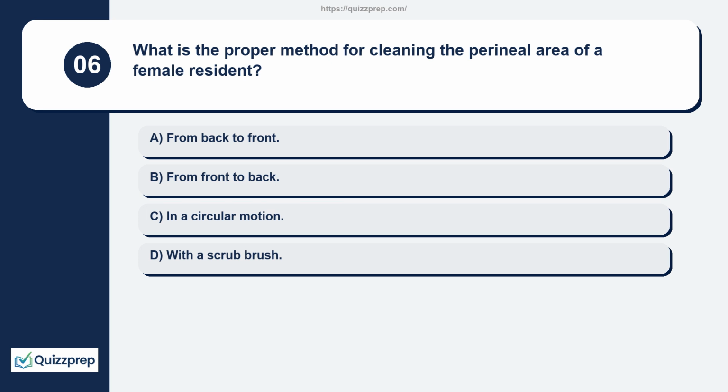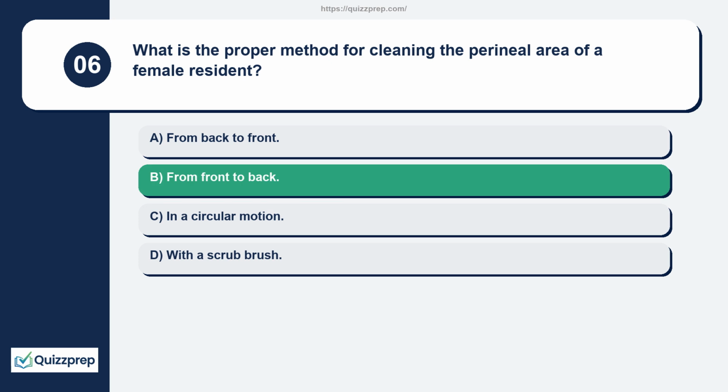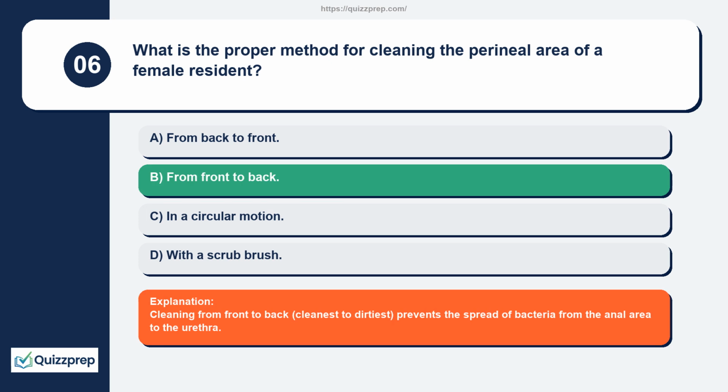Question 6. What is the proper method for cleaning the perineal area of a female resident? From back to front, from front to back, in a circular motion, with a scrub brush. Cleaning from front to back, cleanest to dirtiest, prevents the spread of bacteria from the anal area to the urethra.